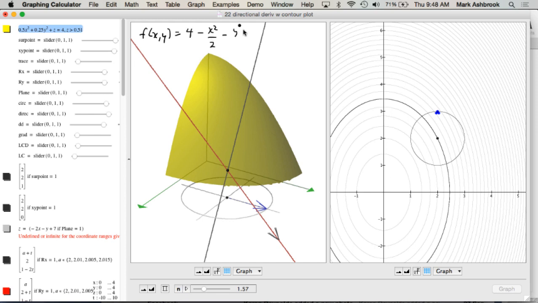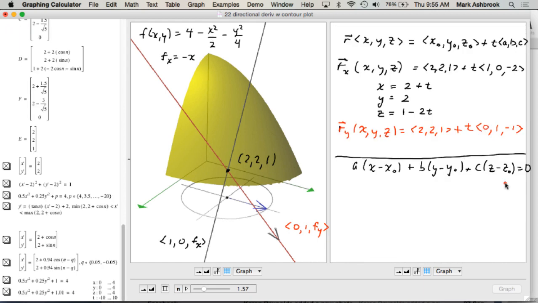Is that what we did last time? Okay. And then we found that this direction vector was 0, 1, partial with respect to y. This direction vector is 1, 0, partial with respect to x. This point is 2, 2, 1. I think that's everything you need.